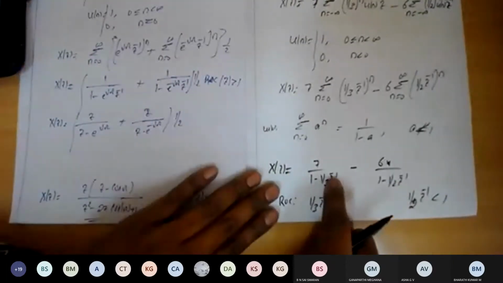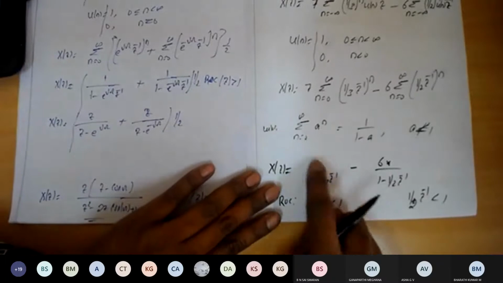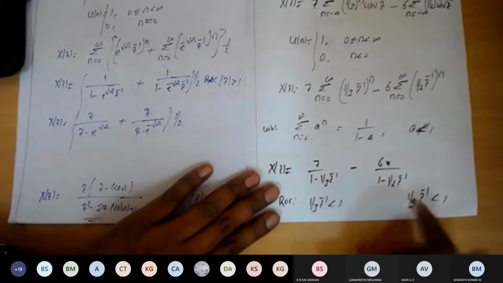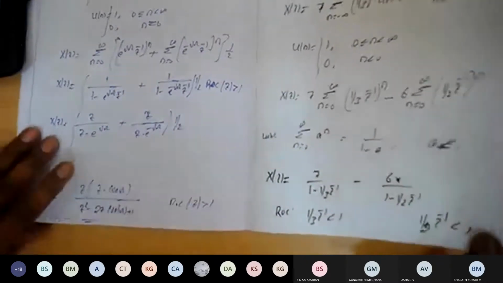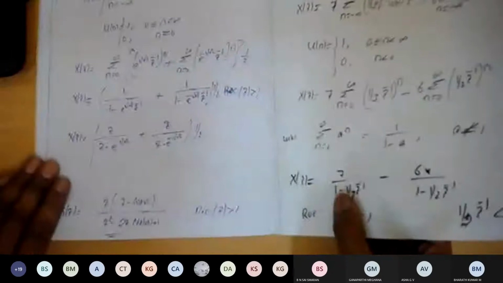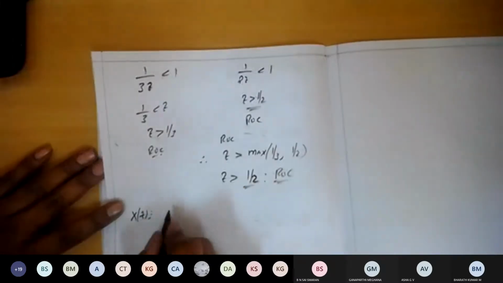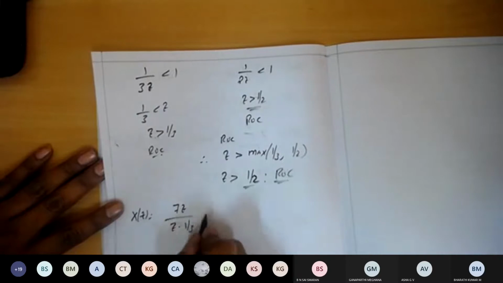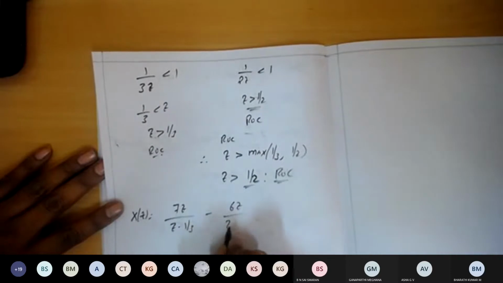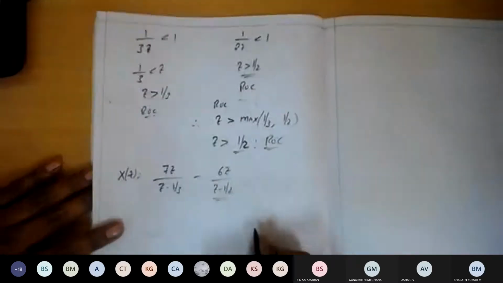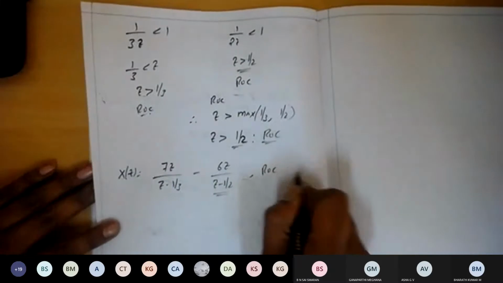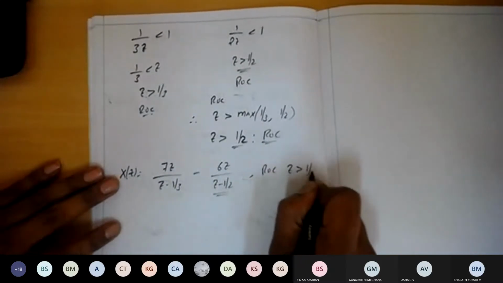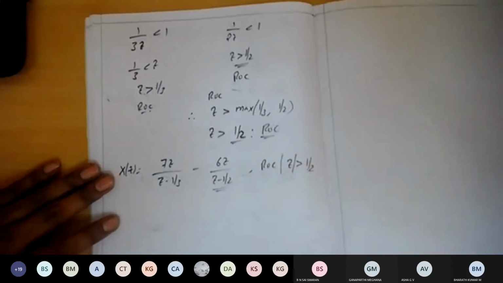So now we have this one: 7 minus 1/3 into z inverse. Let us take the LCM. So this will become 7 into z divided by z minus 1/3. Here also let us take the LCM. So X of z is equal to 7 into z divided by z minus 1/3 minus 6 into z divided by z minus 1/2, and the ROC for this one is the magnitude of z greater than 1/2.